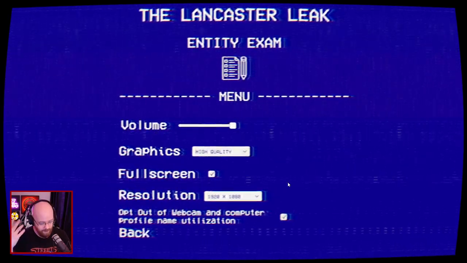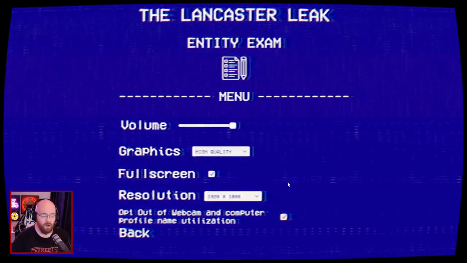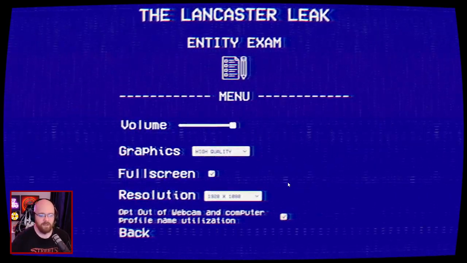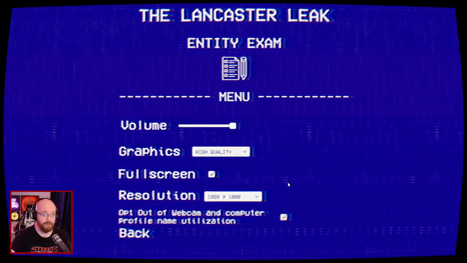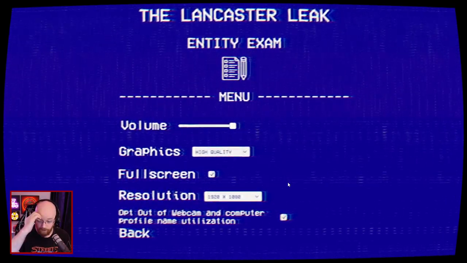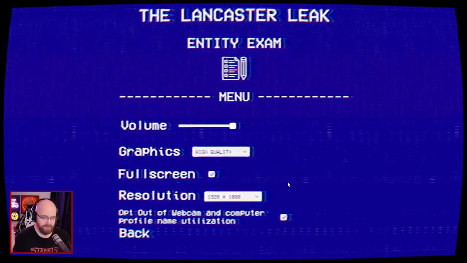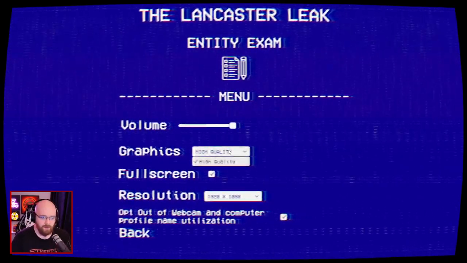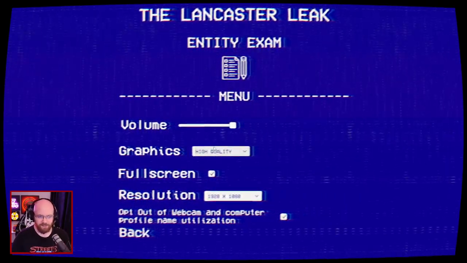I think the style is brilliant. That whole early 2000s Y2K-esque desktop assistant that tries to haunt you and stuff like this. I think that's brilliant. I think it's absolutely fantastic. But the way it's been implemented, I think, is an absolute shit show. So anyway, moving swiftly on. High quality. There's only high quality, of course.